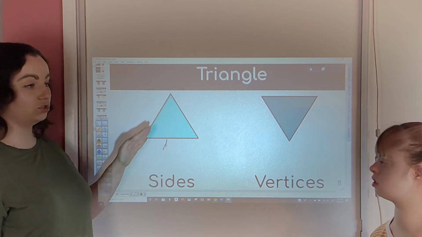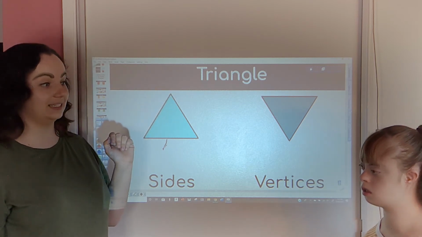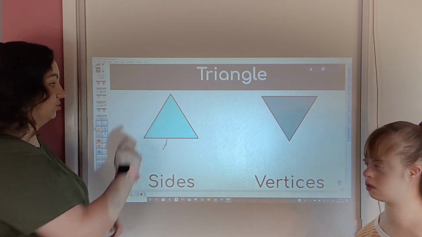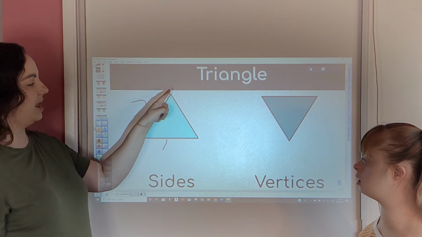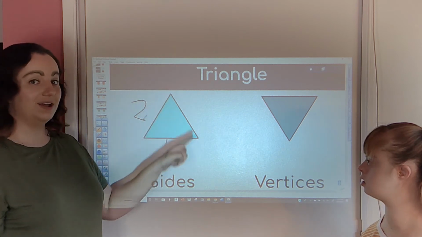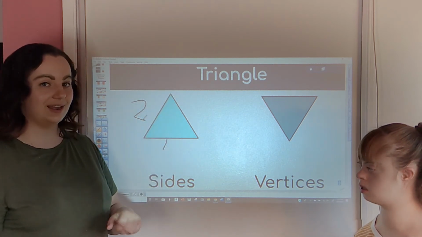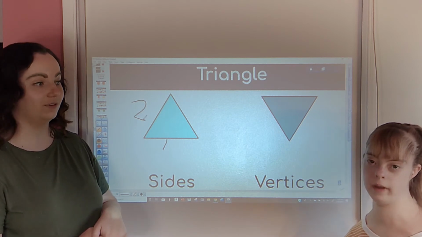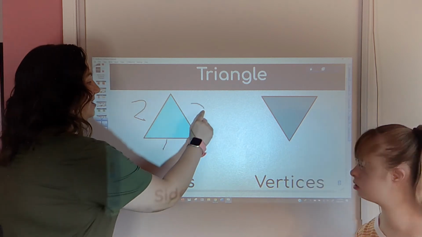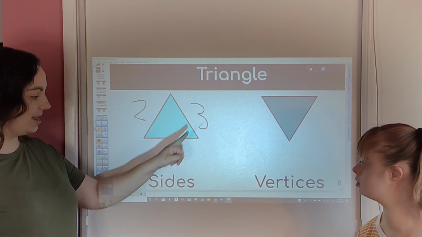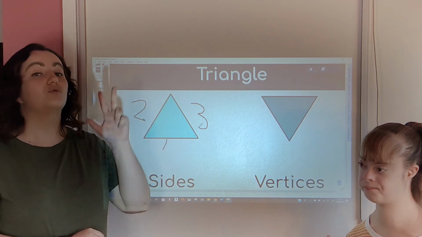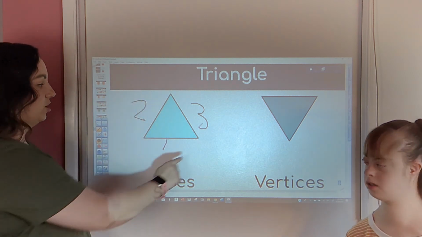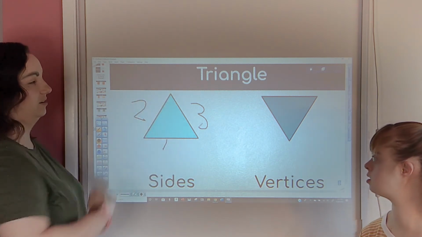Then I round the corner. There's another straight line. So how many sides is that so far? Two. Nice job. Another corner, and then right there, another straight line or another side. How many sides would that be now? Three. Very good. So how many sides does a triangle have? Three. Yeah. Three sides. One, two, three.